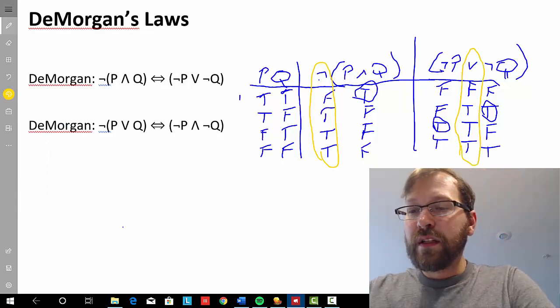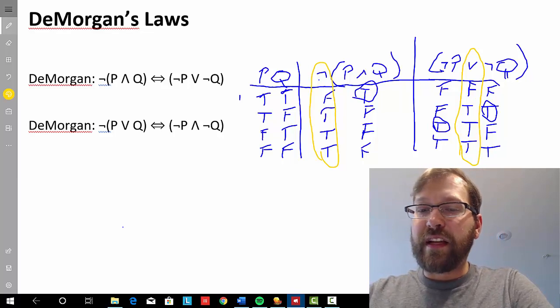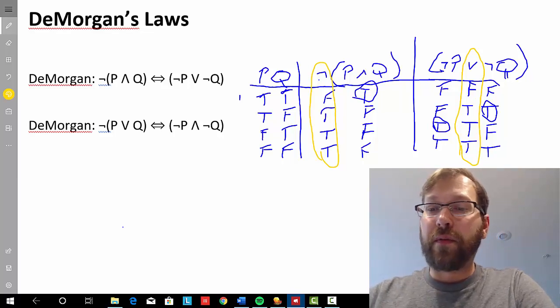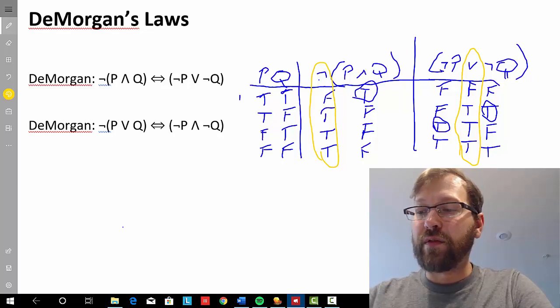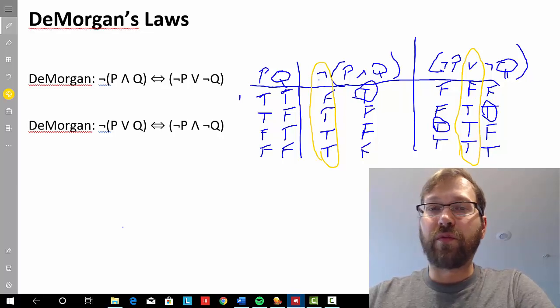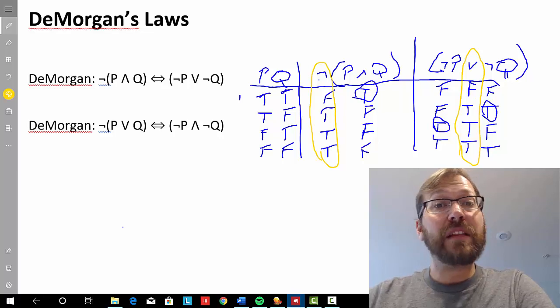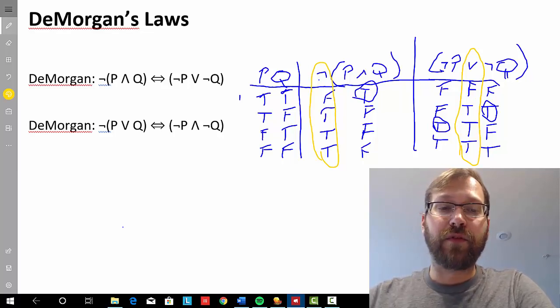Now, if we compare the columns of these 2 sentences, we see that in situation 1, they're both false. We see in situation 2 they're both true. We see in situation 3 they're both true. And we see in situation 4 they're both true. They mean the same thing as far as FOL is concerned. They have the same truth conditions.